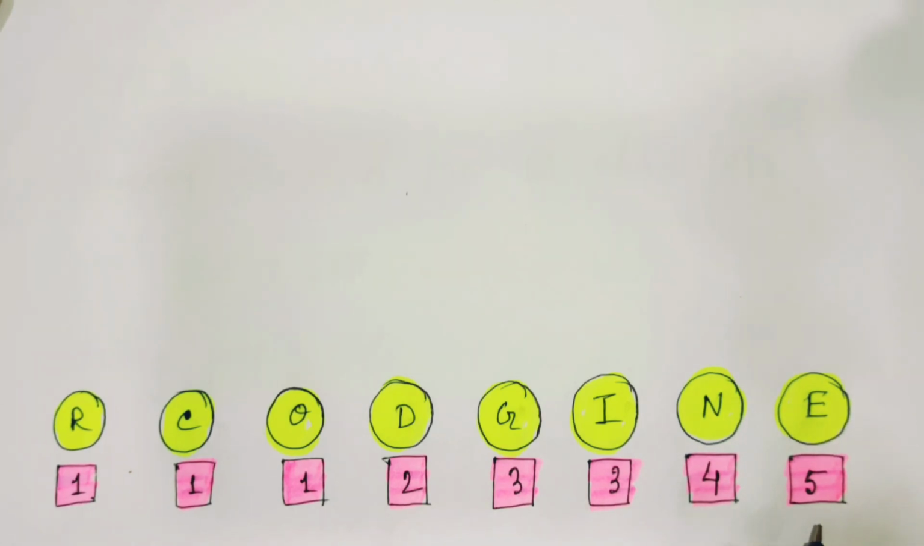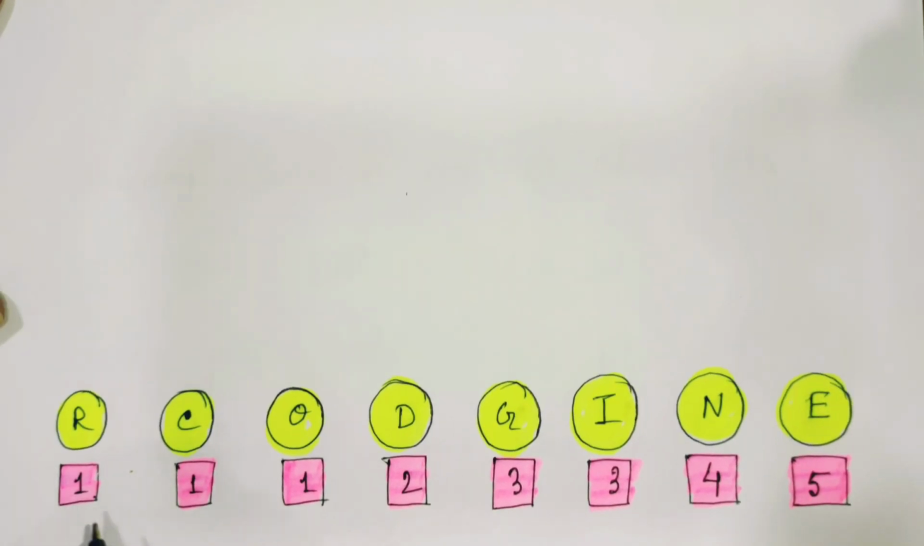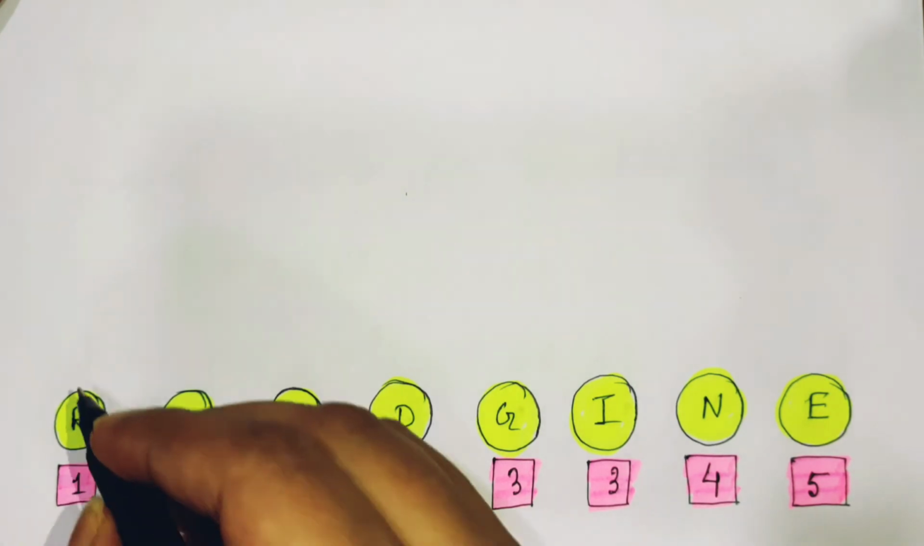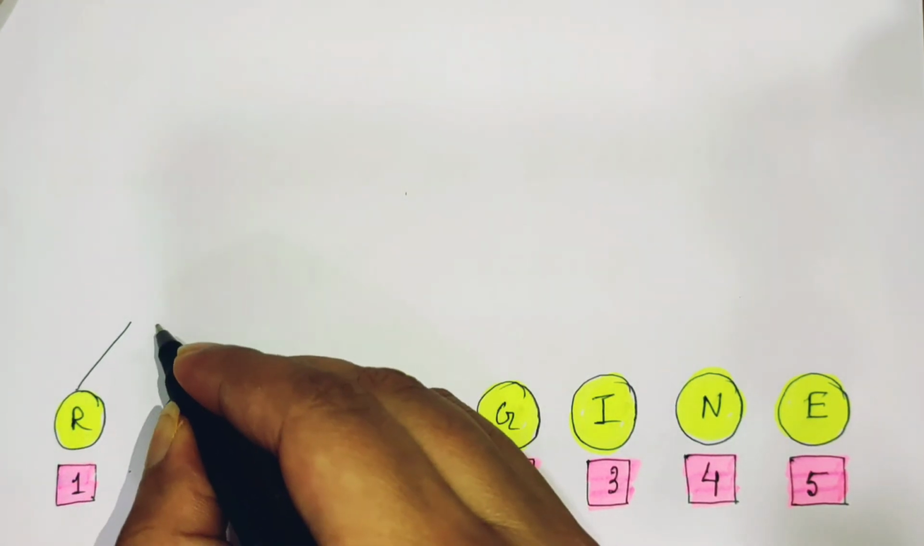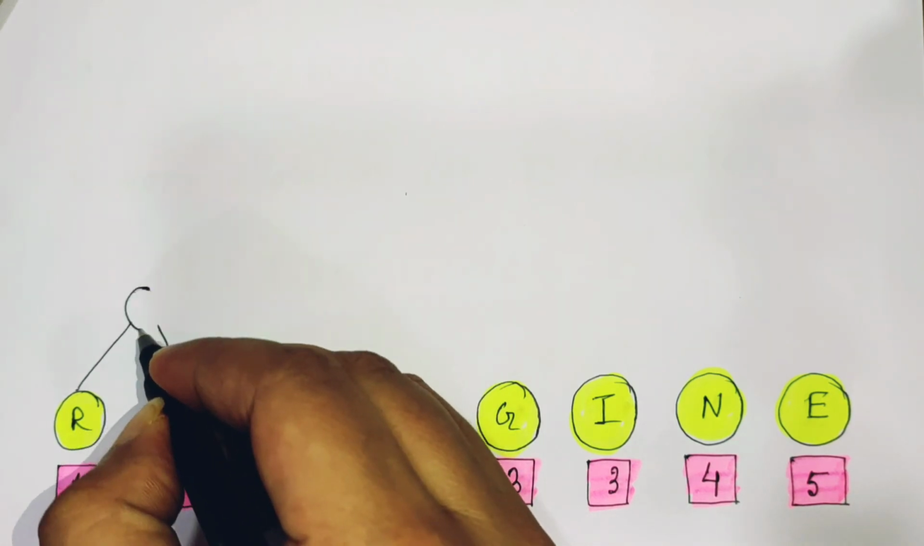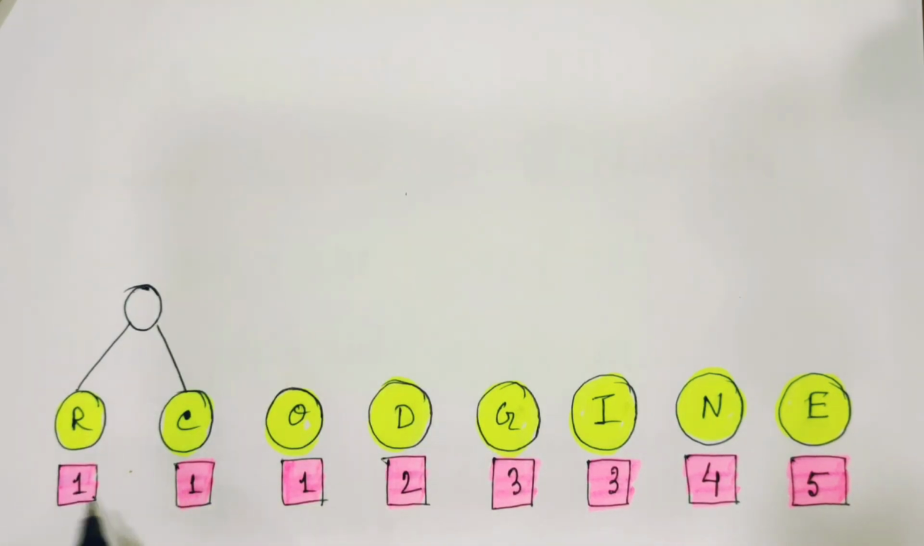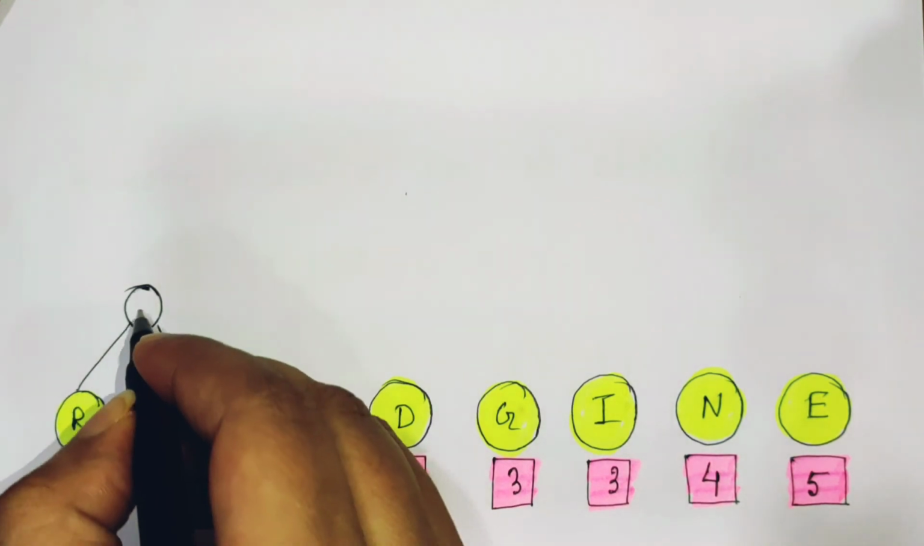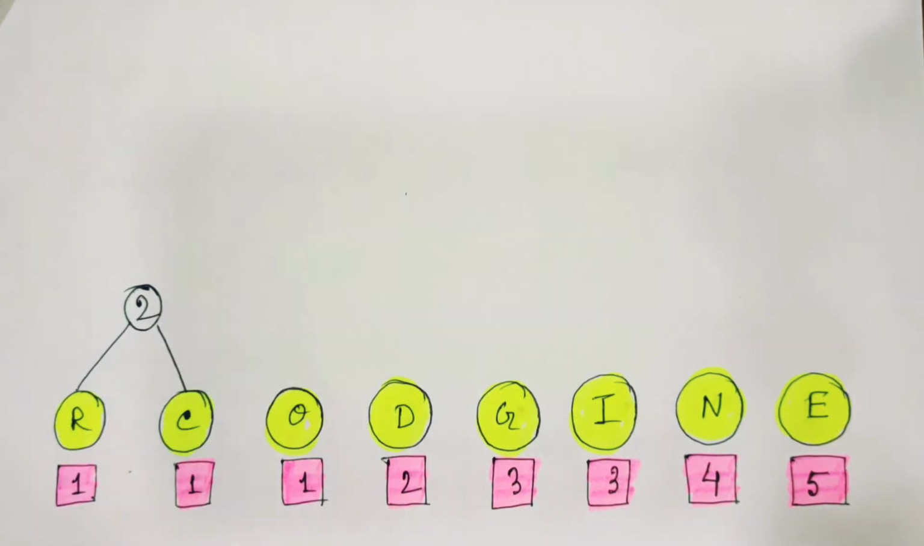Now how to form the binary tree here? At first we should consider the lowest two frequencies. So here the lowest frequencies are 1, 1, 1, 3. Among these three 1s, any two we should consider. Using any two, we form the tree structure, and the total summation of their frequency is 2, which we should write here.